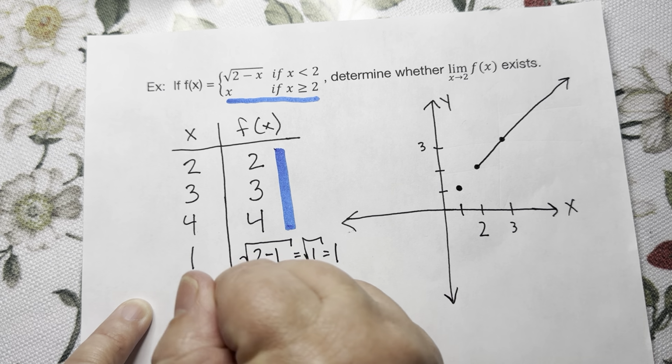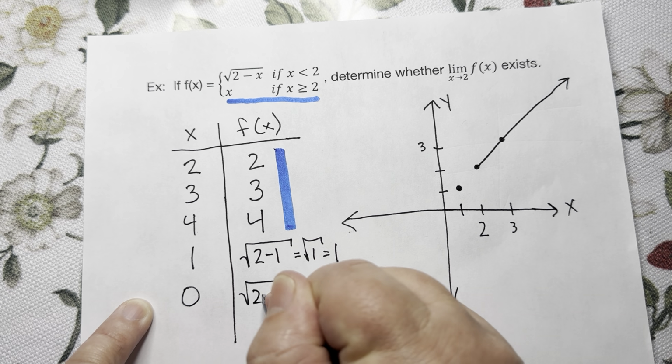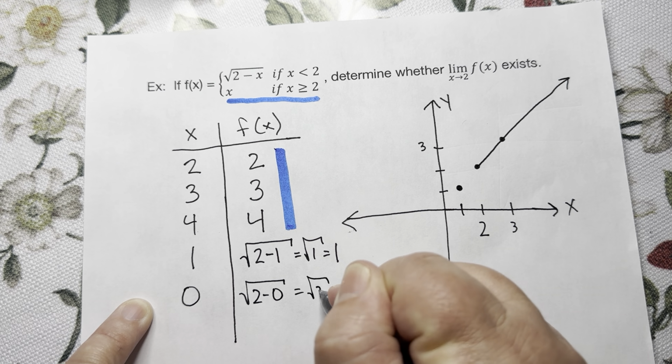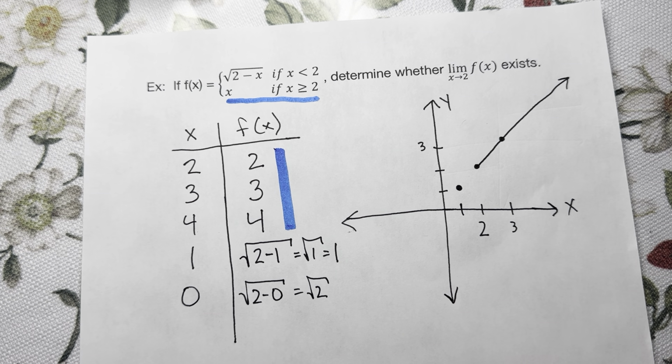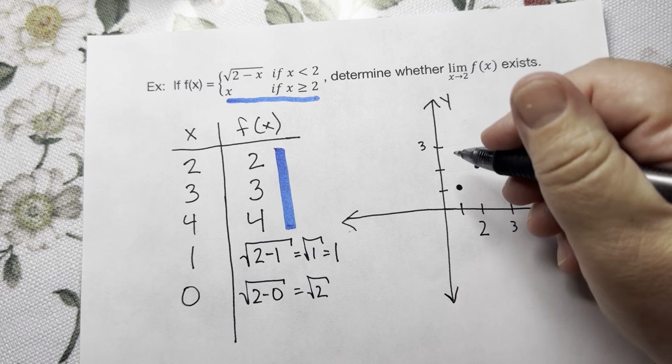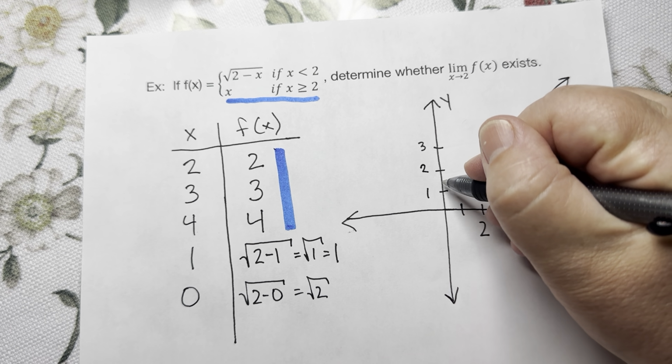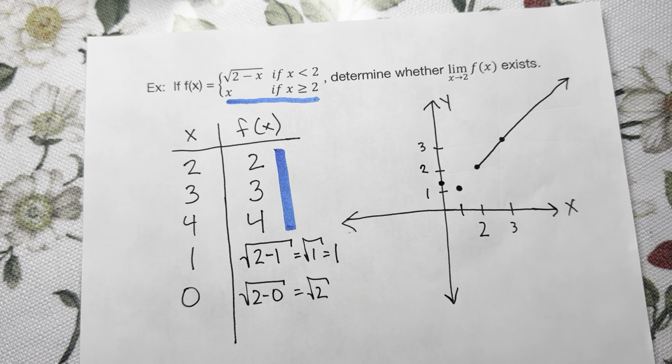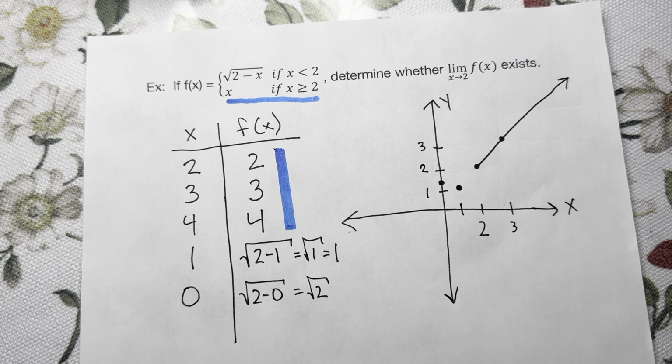Okay, and then what happens at 0? It would be 2 minus 0, radical 2. Really hard to graph, but I'm going to remind you that it's about 1.4. So that'll be right between 1 and 2, kind of like there. So that's looking interesting. Suddenly I've got kind of a line that goes up like that.